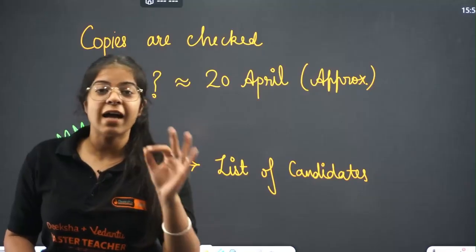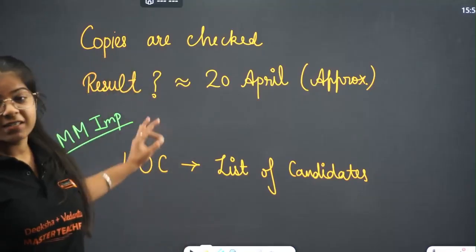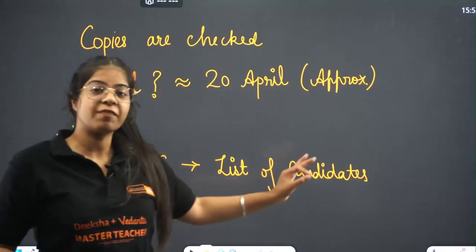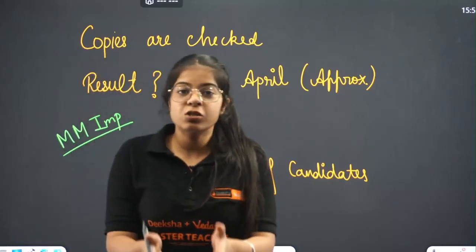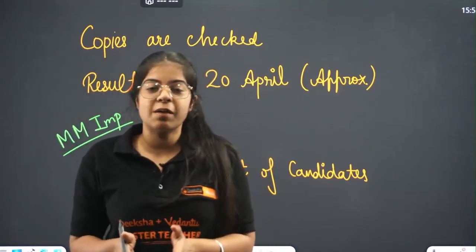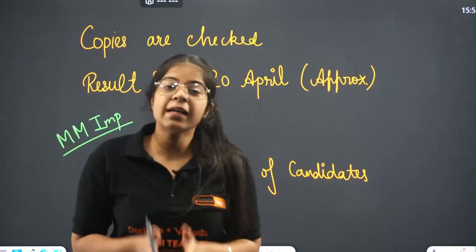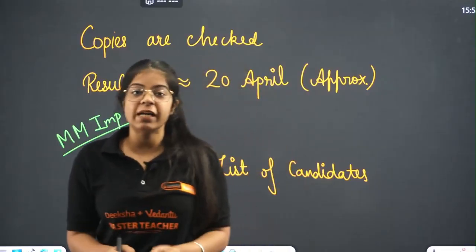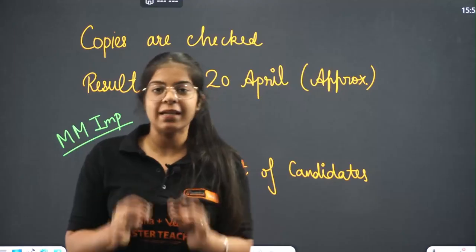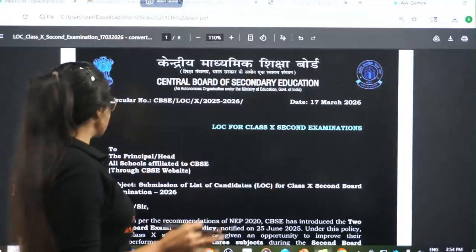Now after that, the main circular they have released is your LOC, list of candidates. Now beta, what is happening is, when you go to a school, when you give your first board examinations, you will get the result, and then we'll proceed for the second board examinations. How exactly to proceed is explained completely in this circular. So let's look into that.